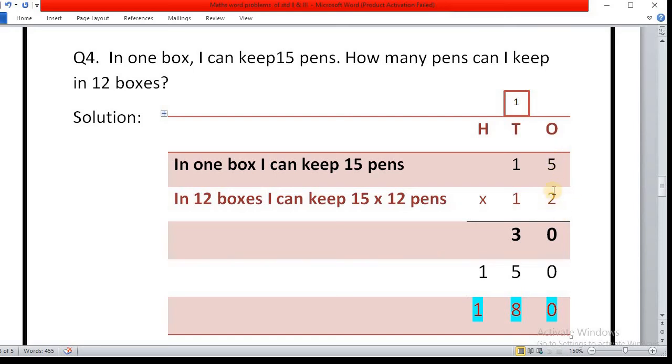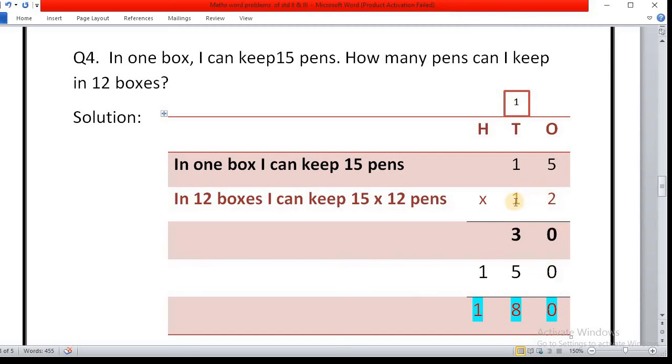I've done it stepwise here. I've multiplied 2 with 5 in ones place. 2 5s are 10. 0. 1 is carried on here, which I have written in tens place. In second step, I have multiplied 2 with 1 in tens place. 2 1s are 2 plus 1 will be 3. Here I have written 0.